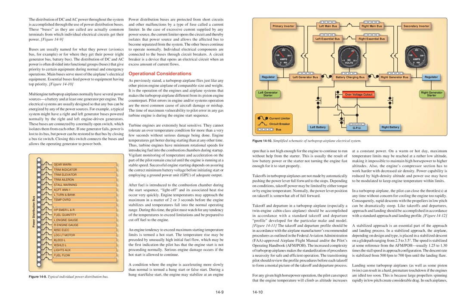Figure 14-12. A stabilized approach is an essential part of the approach and landing process. In a stabilized approach, the airplane, depending on design and type, is placed in a stabilized descent on a glide path ranging from 2.5 to 3.5 degrees. The speed is stabilized at some reference from the AFM/POH, usually 1.25 to 1.30 times the stall speed in approach configuration. The descent rate is stabilized from 500 fpm to 700 fpm until the landing flare.